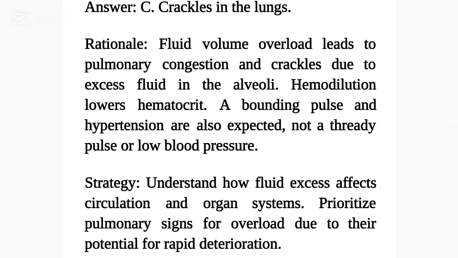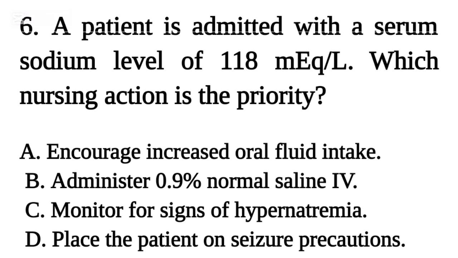Rationale: fluid volume overload leads to pulmonary congestion and crackles due to excess fluid in the alveoli. Hemodilution lowers hematocrit. A bounding pulse and hypertension are also expected, not a thready pulse or low blood pressure. Strategy: understand how fluid excess affects circulation and organ systems. Prioritize pulmonary signs for overload due to their potential for rapid deterioration.